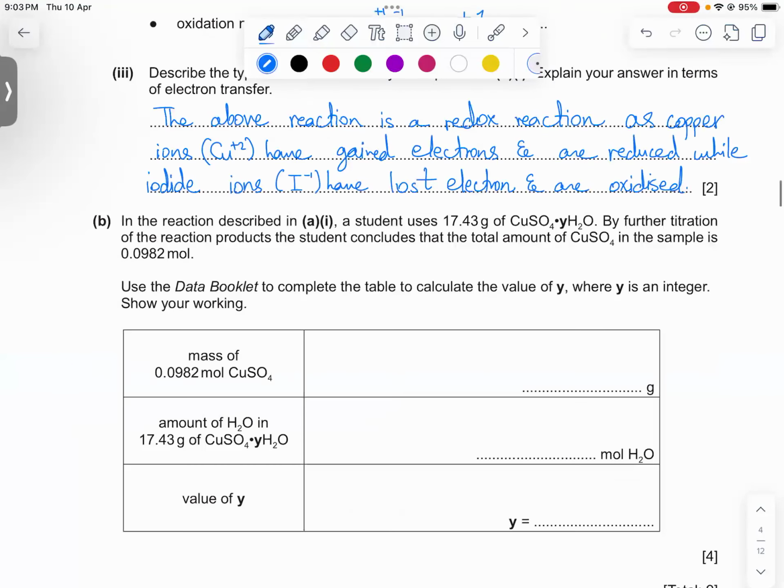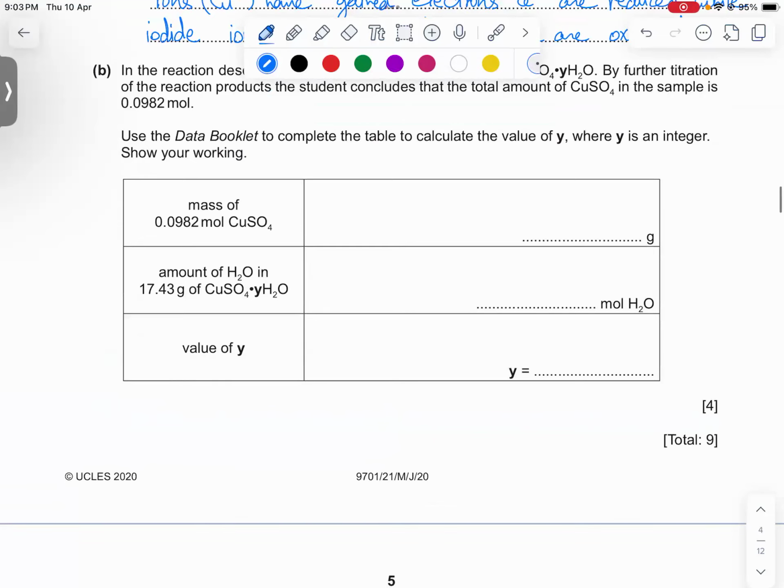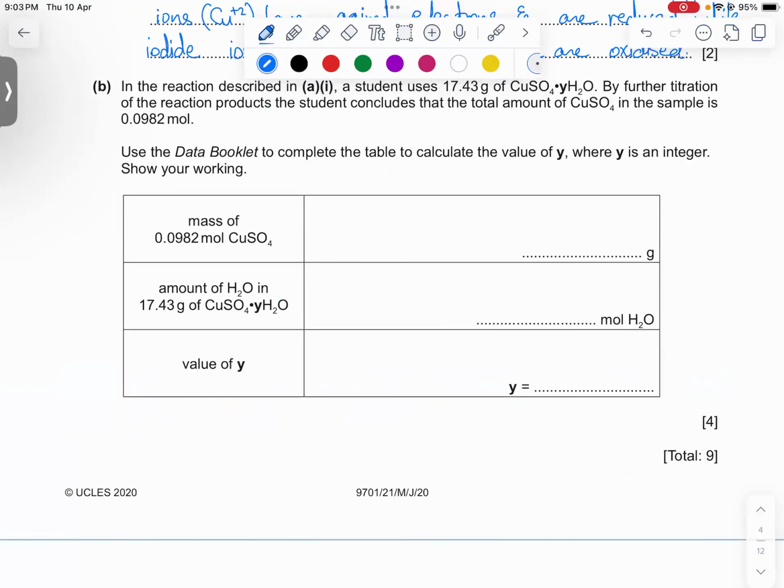Before going to check from a different past paper, if any of you know, it is 160, right? Yeah, I remembered that it is 160 because copper should be 64, sulfur should be 32, and 4 oxygens should be 48. Right? When you add them together, it's 160. So mass equals mole multiplied by Mr. 0.0982 multiplied by 160. What do you get?